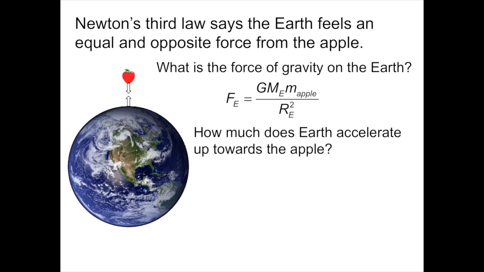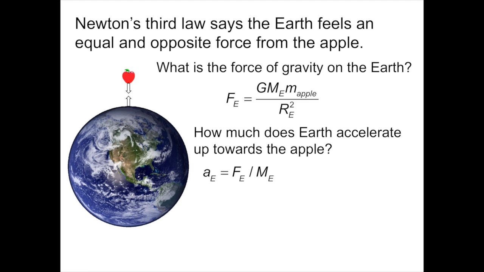What is the force of gravity on the Earth? Well, Newton tells us it's the same. The force of gravity felt by the Earth is G times the mass of the Earth times the mass of the apple divided by the radius of the Earth squared. So, how much does the Earth accelerate up towards the apple? After all, the Earth has mass and is experiencing a force. Therefore, a mass experiencing a force will accelerate in the direction of that force. We saw the apple being pulled towards the Earth, but at the same time, the Earth is being pulled upward towards the apple.